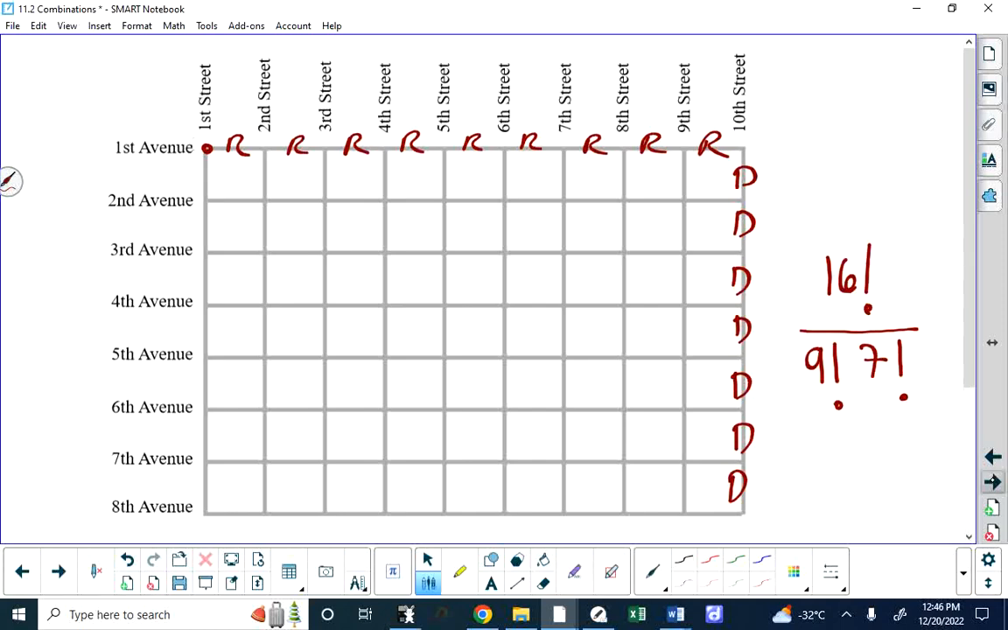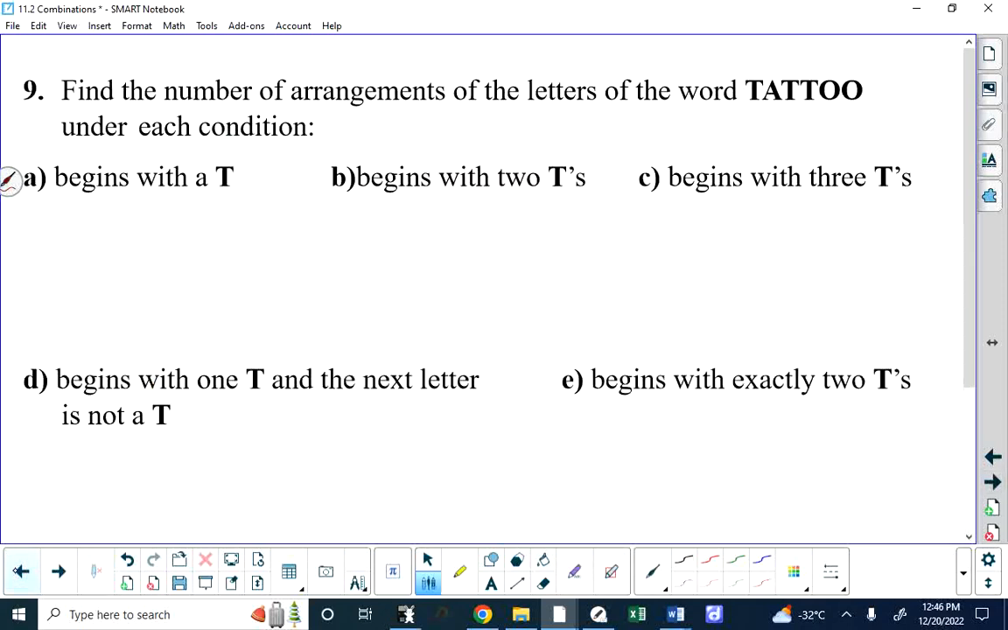Other questions? Go ahead, Grace. 9. Okay. So how many, this is confusing because it's not just all of the letters for some of these questions. So what are the number of arrangements of the letters of the word tattoo if it has to begin with a T? I guess we are arranging all of the letters, okay, but it has to begin with a T.